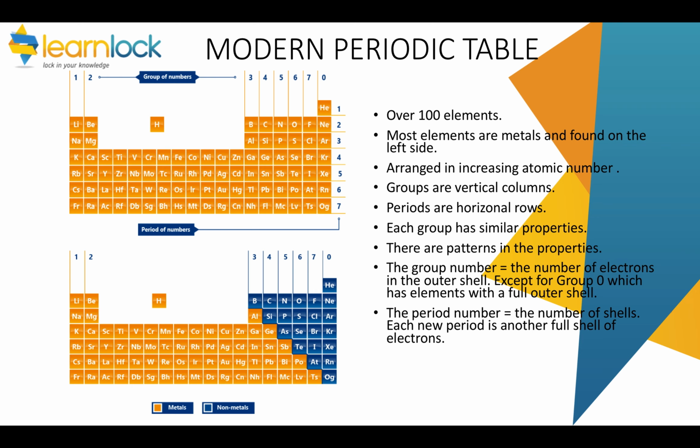Group 0 has elements that have a full outer shell. So all of the elements in group 0 have 8 in their outer shell, apart from helium, which has 2, because that's the first shell. The period number tells you the number of shells, and each time you start a new period, it's another full shell of electrons.